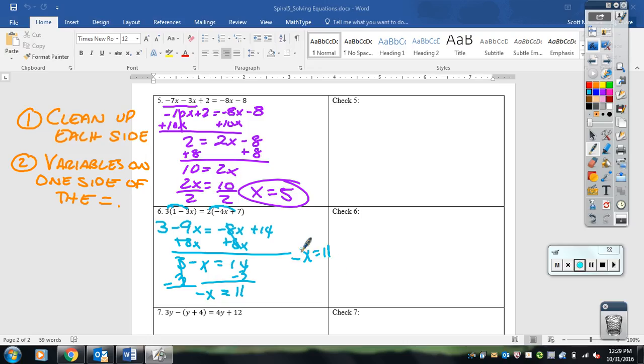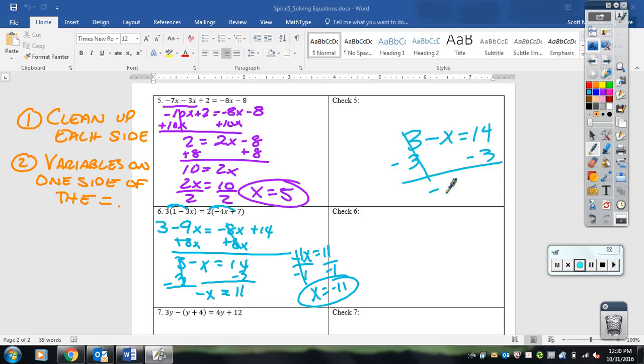How do I undo this negative, or negative 1? Divide by negative 1, divide by negative 1. X equals negative 11. It's a trickier one. If you had got rid of the negative 9x by adding 9x to both sides, it would have been a little bit easier. But you still need to know how to deal with problems that look like 3 minus x equals 14. Again, this is more of a two-step than you believe. You subtract 3, subtract 3. We have negative x equals 11. If a negative x is 11, that means a positive x is a negative 11. You just do the opposite.